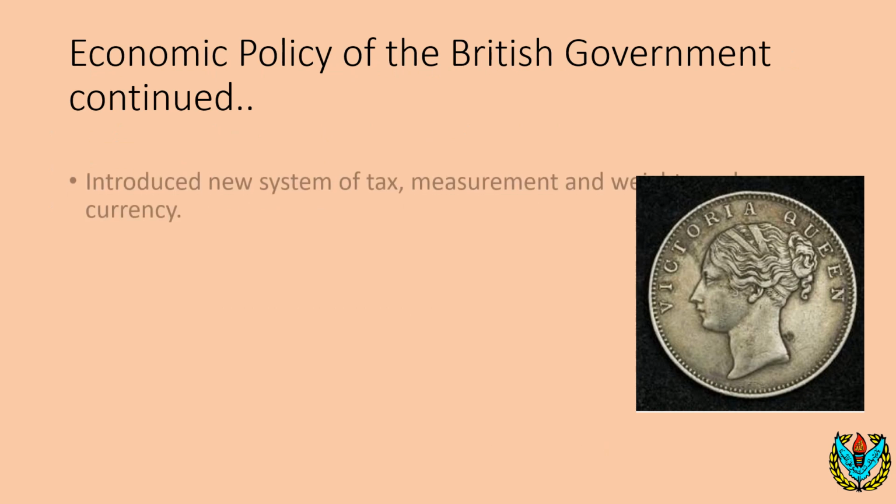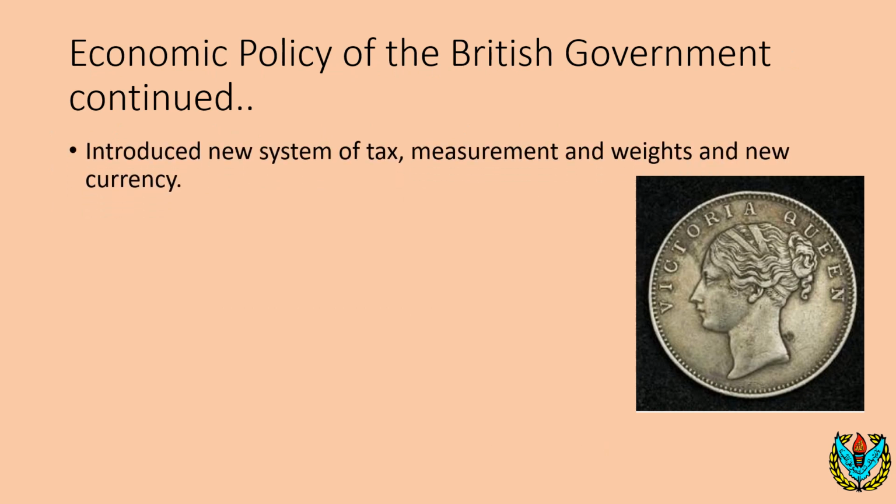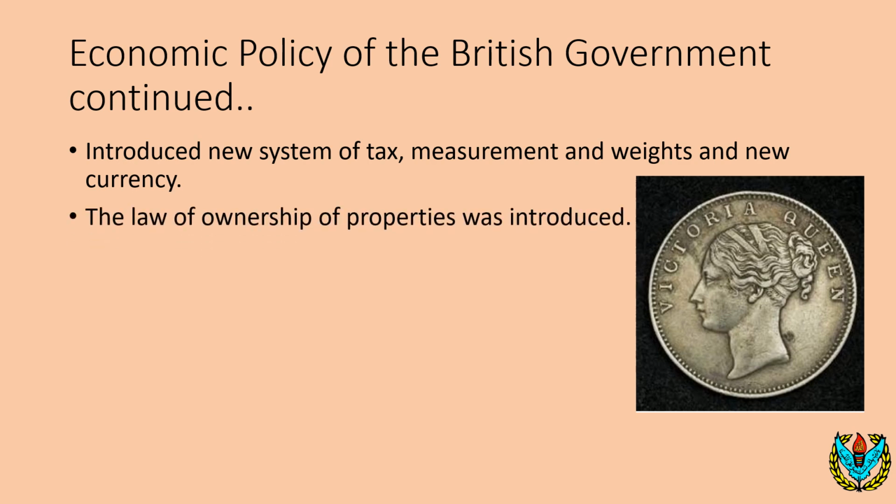The British government introduced a new system of tax, measurement and weight, and new currency. A law of ownership of properties was introduced. Free trade was encouraged and the import duty on clothes was reduced. In this way, Indians started more trade with the Britishers. This was again beneficial for the British.